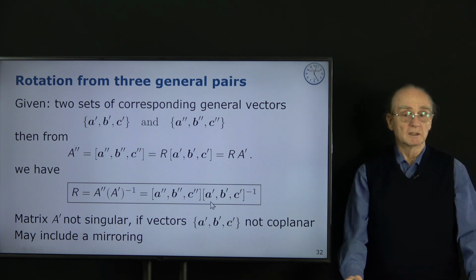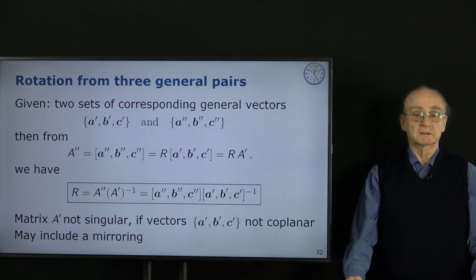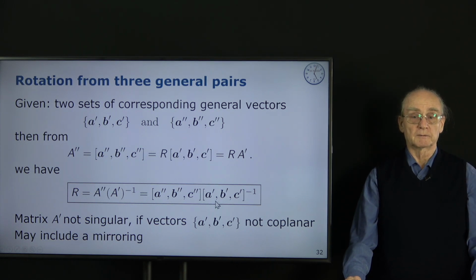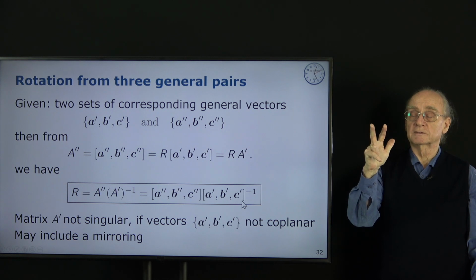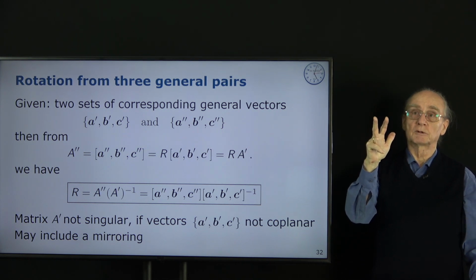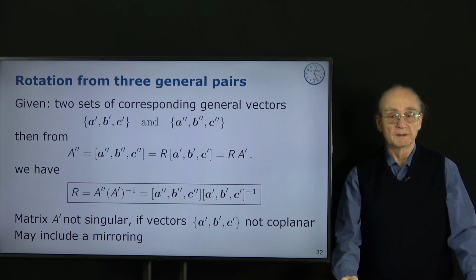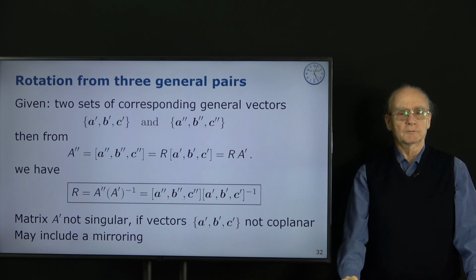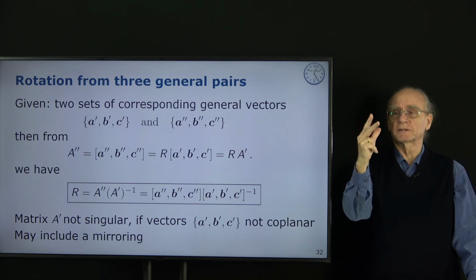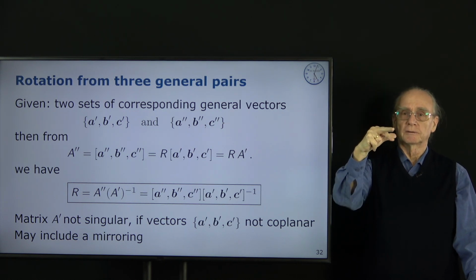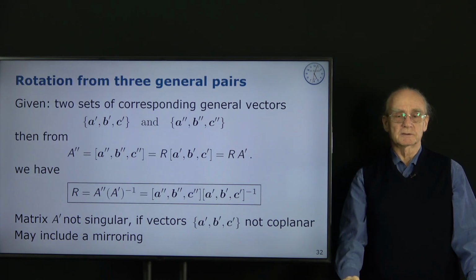So this is very easy, and of course it assumes that this matrix A prime, that means the matrix composed of these three vectors, is not singular. If the three vectors are coplanar, then this matrix will be singular, then we will not be able to use this equation. And of course it may include mirroring, so if we start from this situation to, let's say from here to here, then this contains a mirroring, and this is of course kept in R.